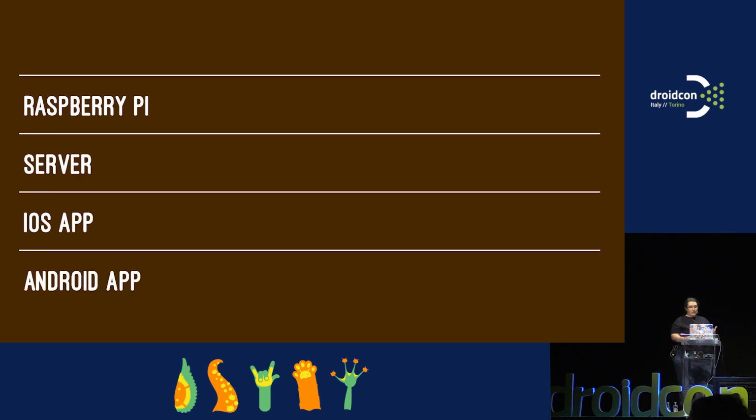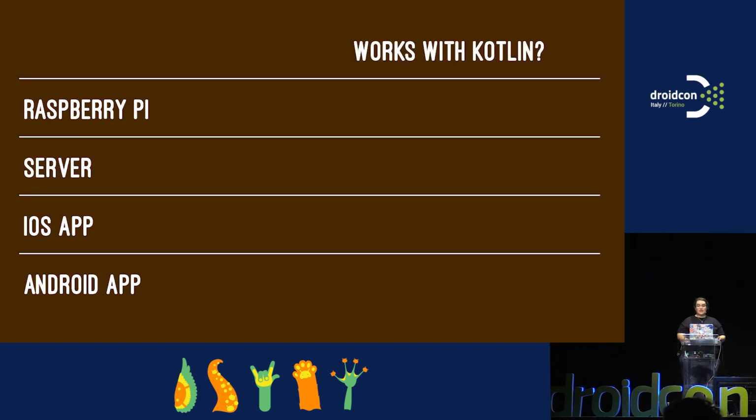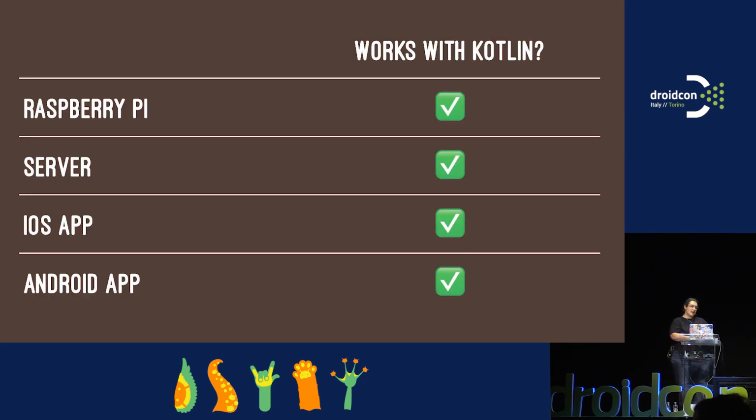So after I did a little bit of research, I tried to see, okay, will all of these things work with Kotlin, either on the JVM or native? And it turns out the answer is yes across the board. Raspberry Pi can run the JVM or native Kotlin code. There are several server apps that run on the JVM that have strong Kotlin integration, including Spring and JetBrains' own Ktor framework. And iOS is a yes thanks to Kotlin-Native. Android, obviously, already a yes.